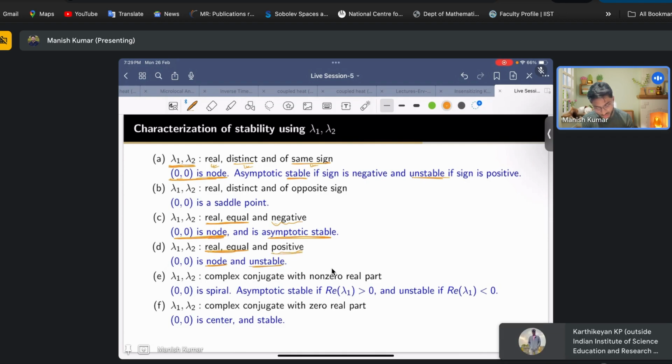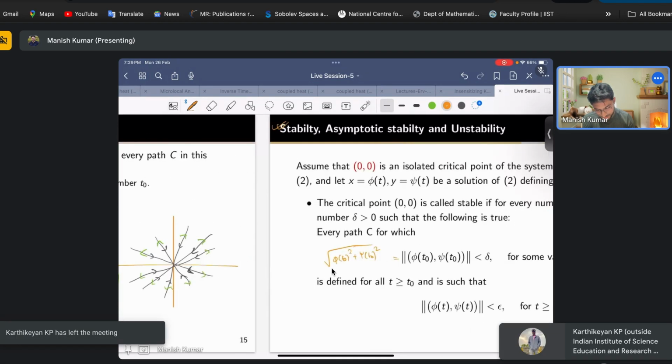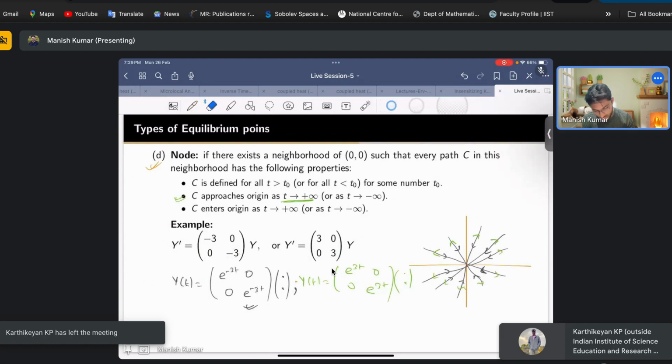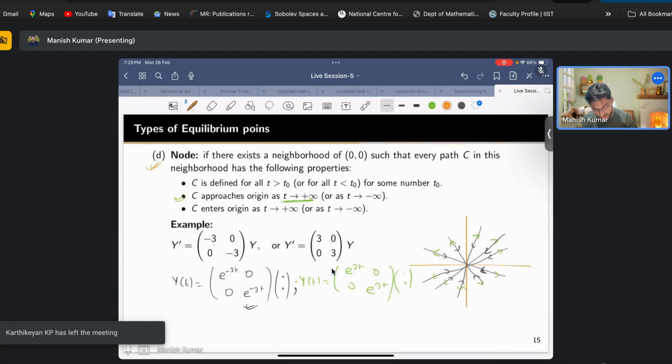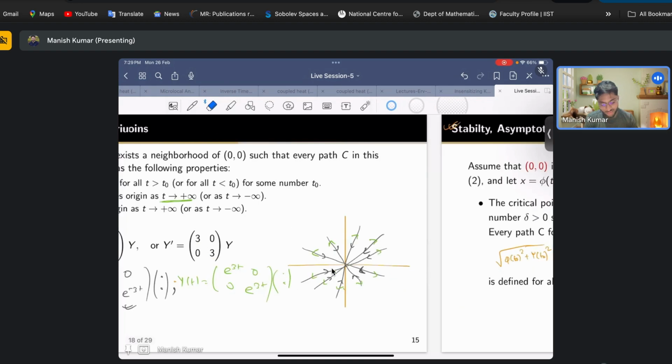So you can see in this example, here we had real eigenvalues, real and the same, but here the sign was negative. So this was stable, this black line shows stability. So the equilibrium point is stable in this case. In this case it is not. But they are nodes.